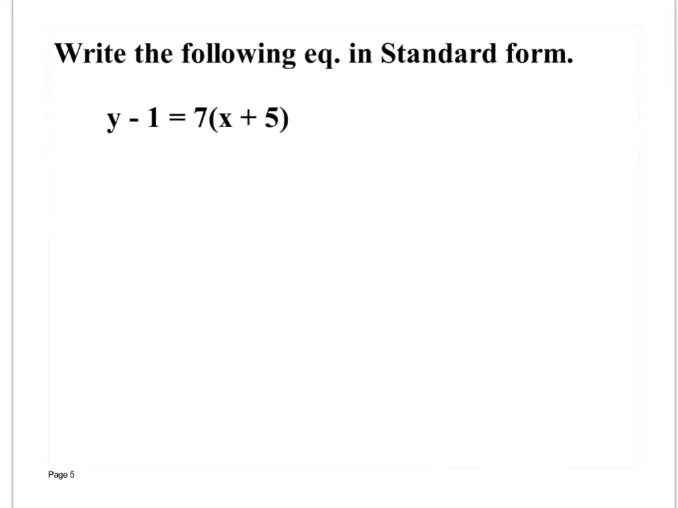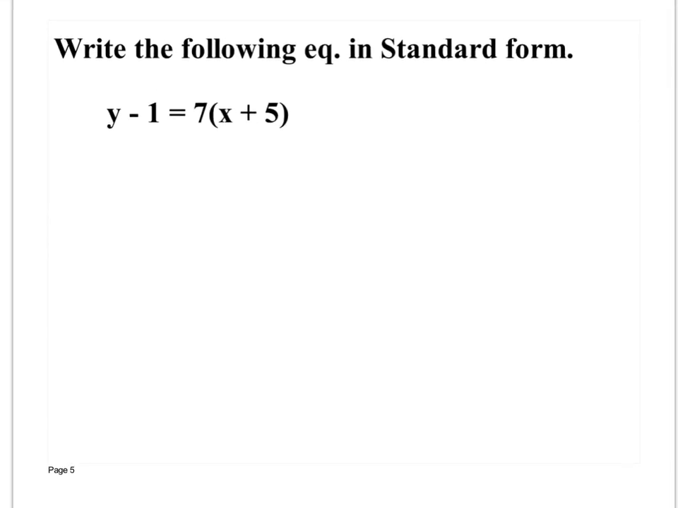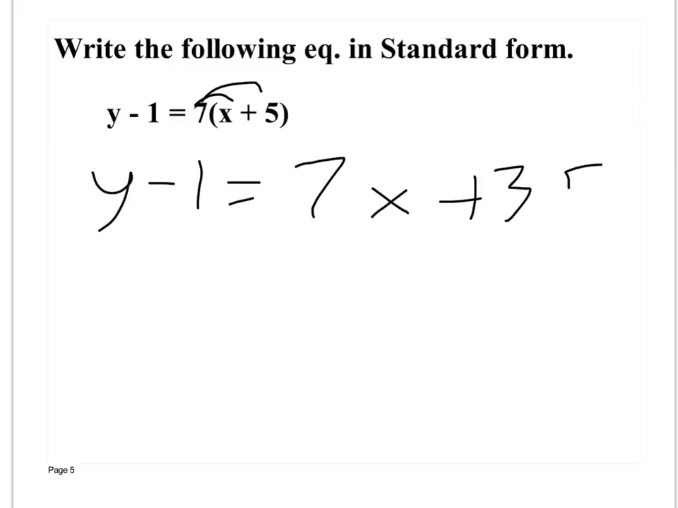So we have an equation like this. Alright, we need to write it in standard form. So the first thing we do, right, we distribute the 7. So we have y minus 1 is equal to 7x plus 35. Then what I do is I have to get x and y on the same side. So I look, and a, the number in front of x, has to be positive. A would be 7. Right, it's positive now, so I can't move it.